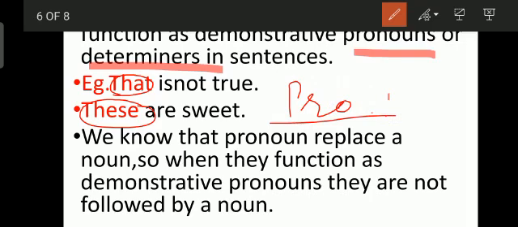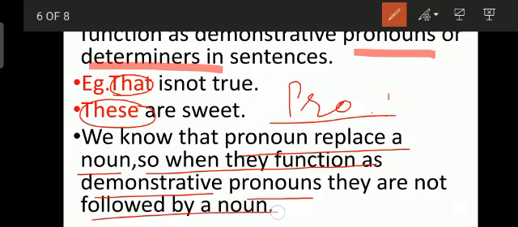Look at the feature. How do we recognize the difference between pronoun and determiners? We know that a pronoun always replaces a noun. So when they function as a demonstrative pronoun, they are not followed by the noun. They are not followed by the noun. Look here, after these and that there is no noun, so they are pronouns.